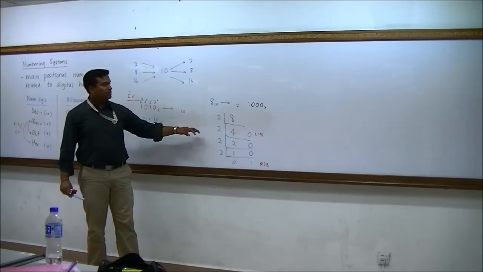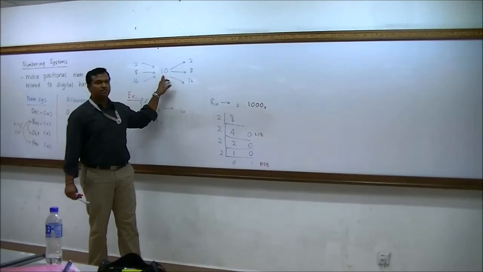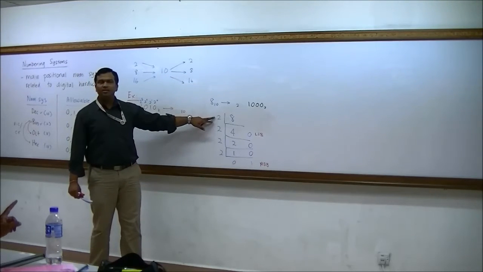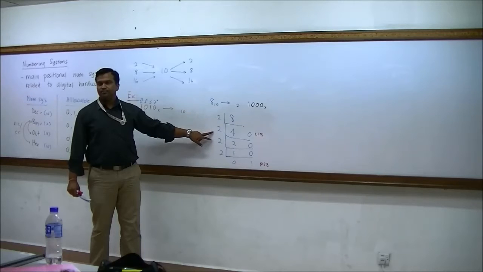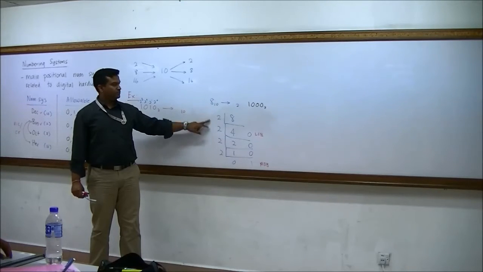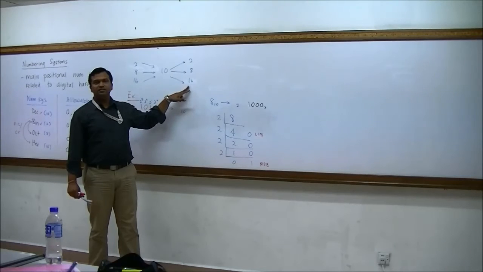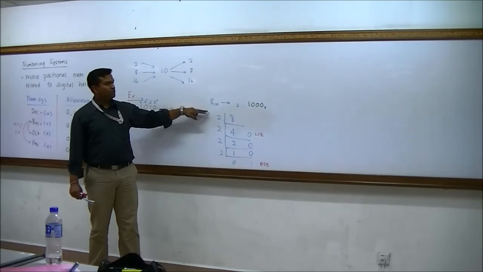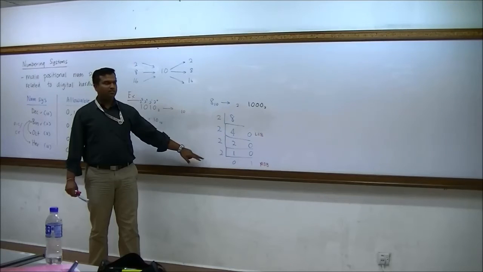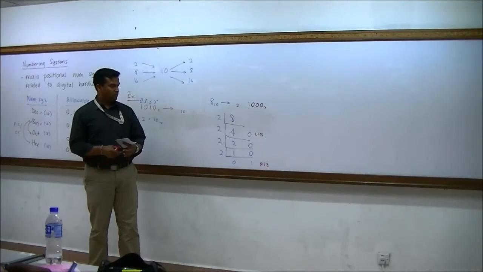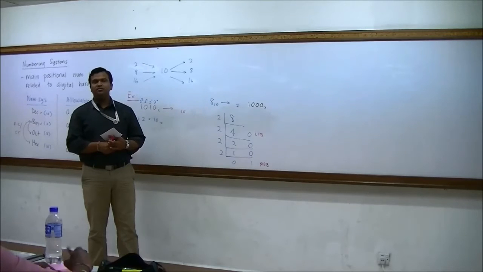So likewise, if you have any decimal base number and you want to convert to octal, what do you do? You divide by the base number 8. Right? Same goes with 16. You should divide by 16. Is it okay? Yes. Any question?